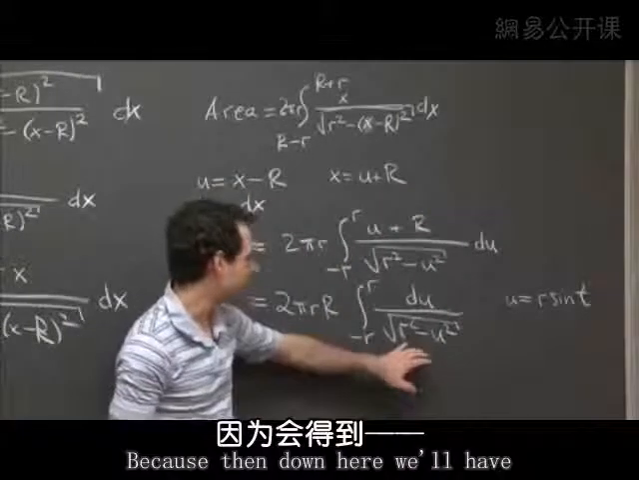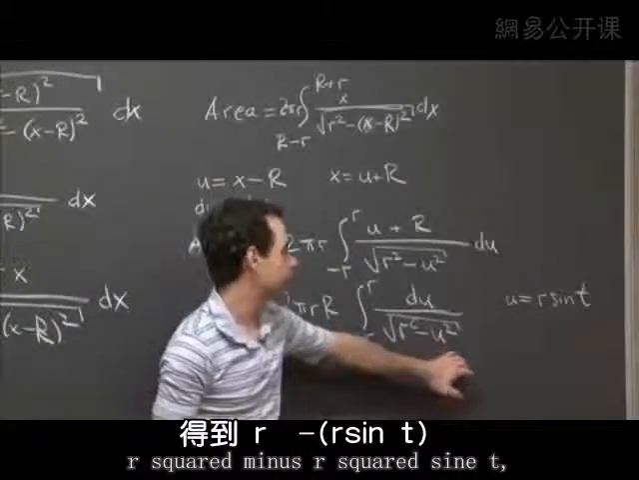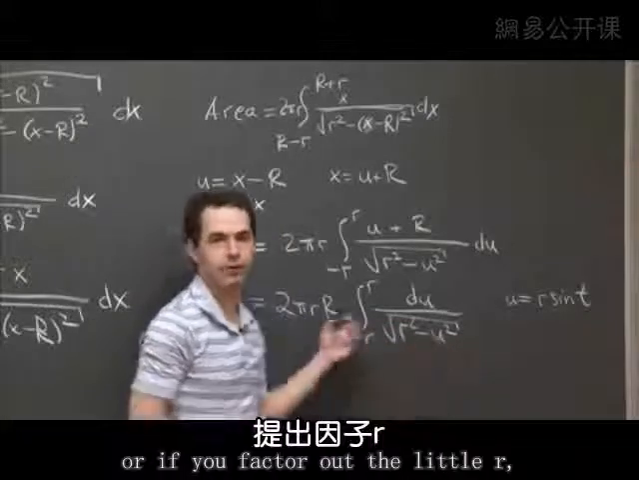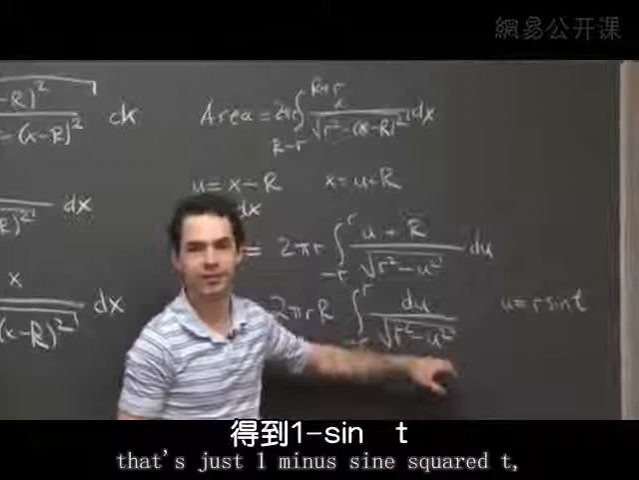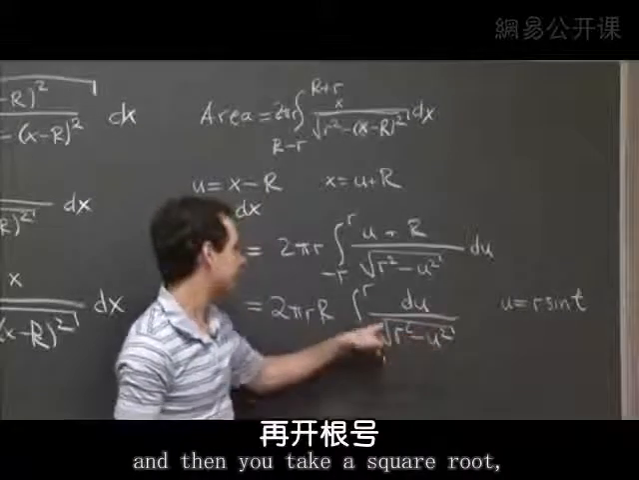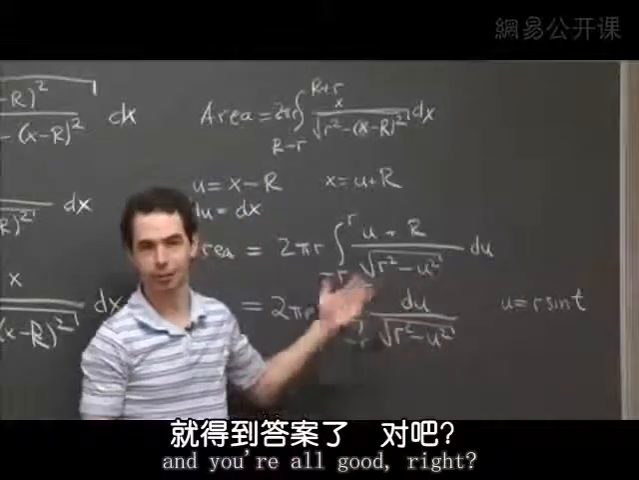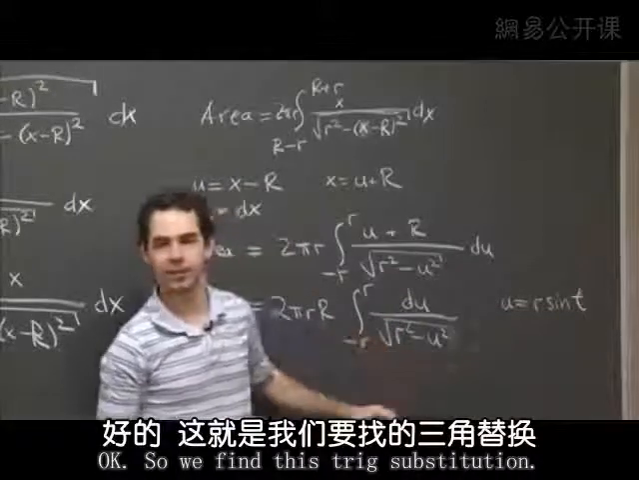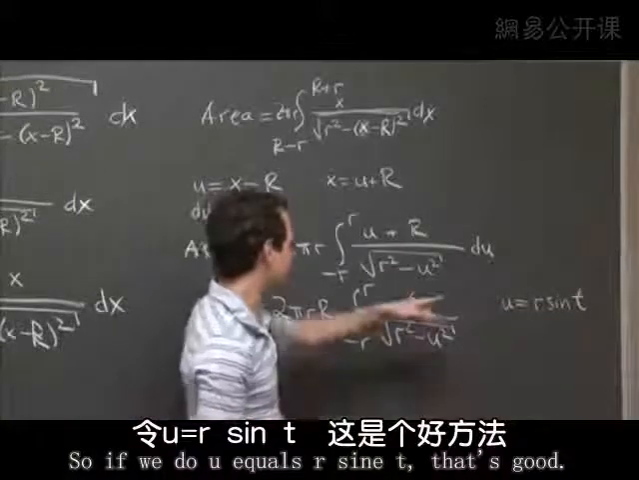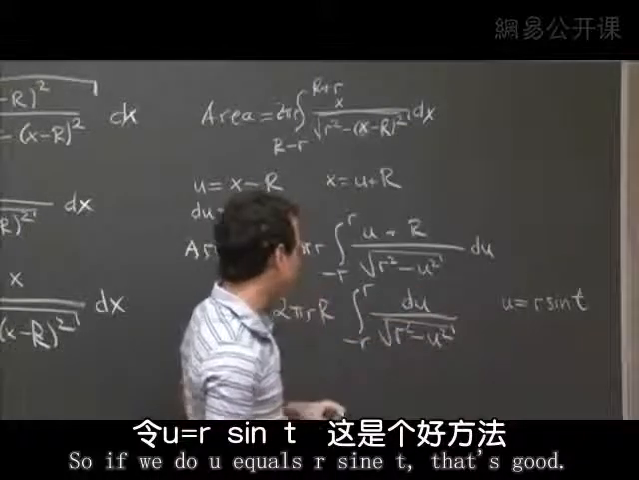All right. Why? Because then down here, we'll have r squared minus r squared sine squared t, or if you factor out the little r squared, that's just 1 minus sine squared t, which is cosine squared t, and then you take a square root, and you're all good, right? Square root of cosine squared t. Okay, so we find this trig substitution. So if we do u equals r sine t, that's good.